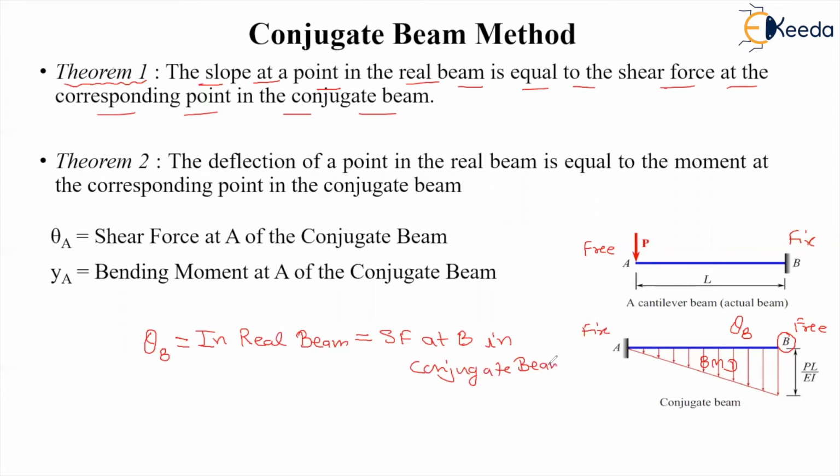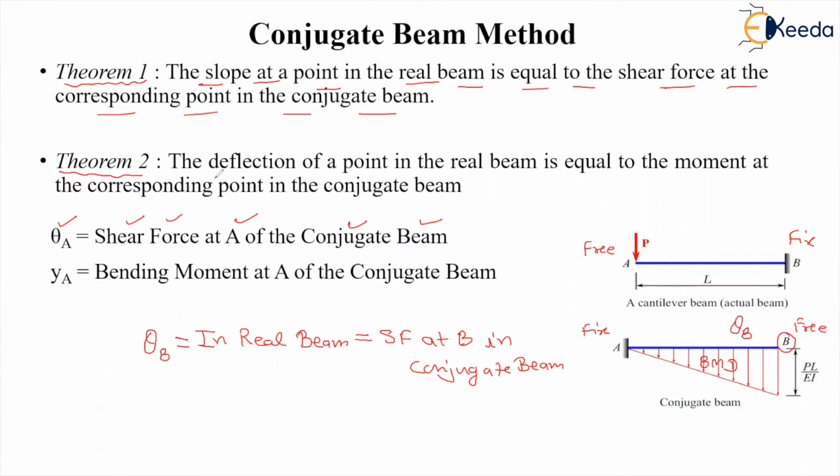So to find the slope at B, you have to find the shear force in the conjugate beam at the same point B, right? This is the same as written here: if you want to find the slope at A, theta A, this will give the shear force at A of the conjugate beam, right? So this is how we use theorem 1 of the conjugate beam method, also called Mohr's theorem.